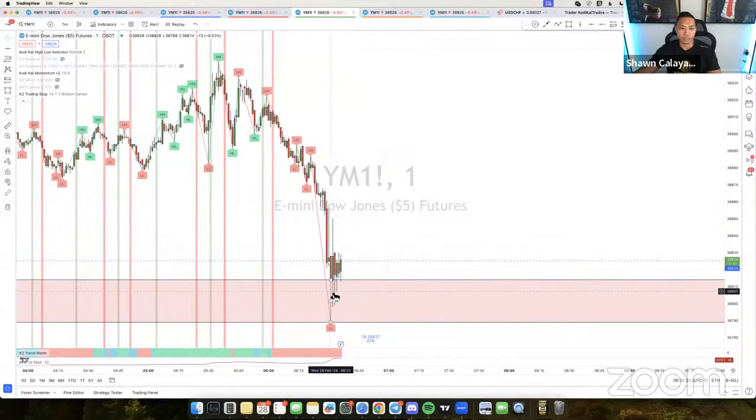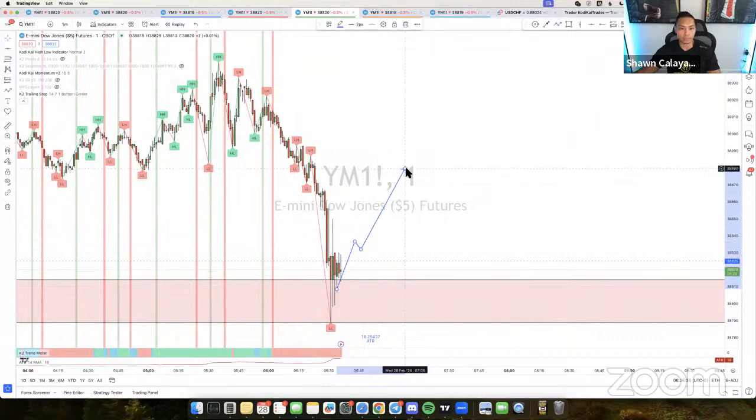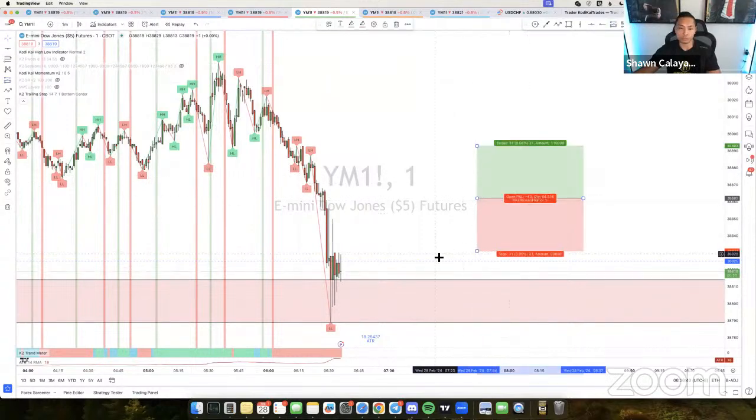So we got a double body rejection right here off the lower low. This is going to establish support. If this establishes support, then we'll look for price to climb its way up. We're looking for a buy signal followed by a green candle. If we get that, then this will be a buy entry for the breakout V3.